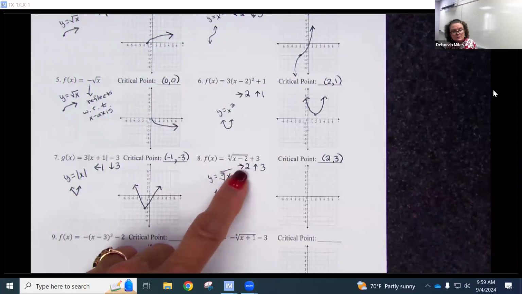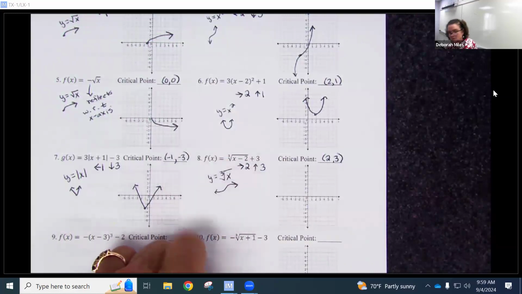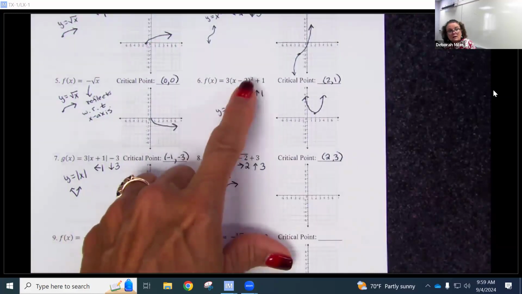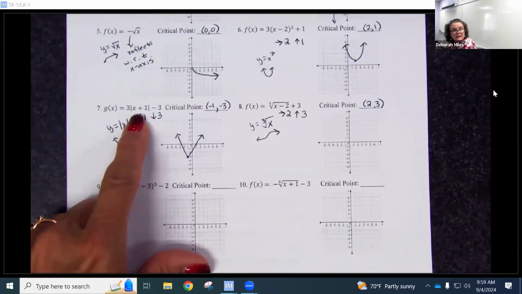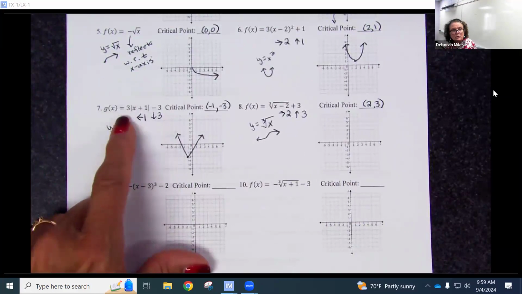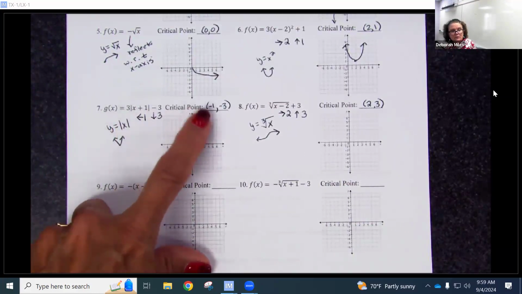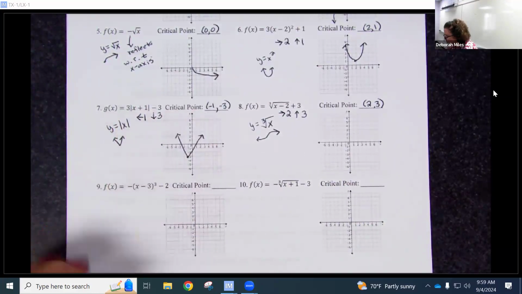That horizontal shift is always what's subtracted from the x, and that's a +2 that's subtracted from the x. Here it's a -1 that's subtracted from x. That means the critical point's at -1.